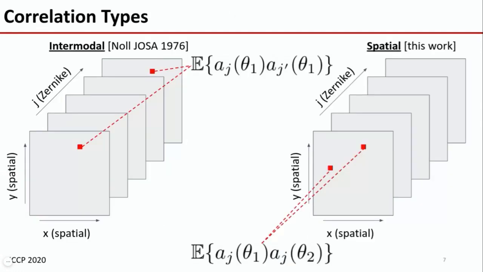By using the Zernike polynomials, we introduce another type of correlation, intermodal. That is, what is the correlation between two coefficients from the same point source? Luckily, Noll has already taken care of this. Therefore, we'd like to include both types of correlations in our simulator, intermodal and spatial.